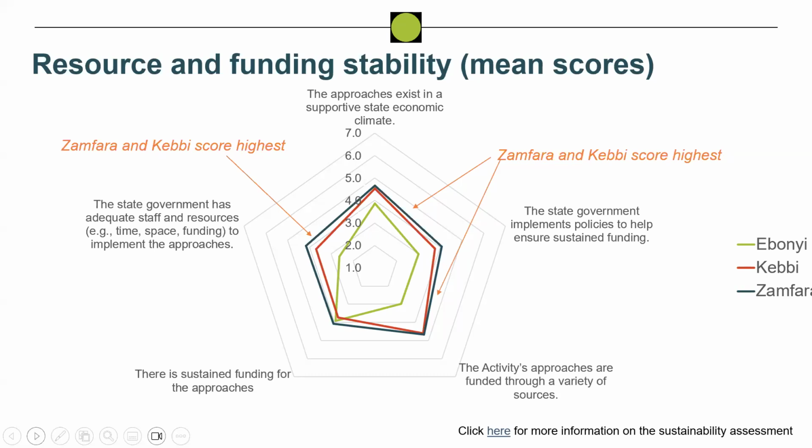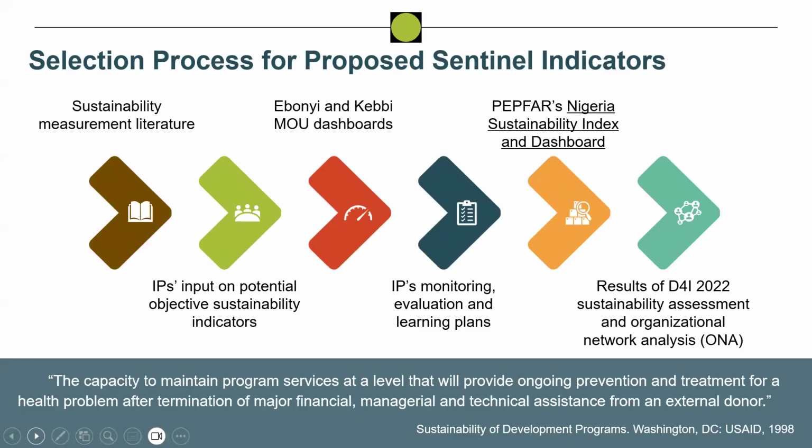So self-reports are subject to several biases, and we wanted to complement these self-reported assessments with objective indicators across sustainability domains. Next slide. So Sentinel indicators is an approach championed by USAID's complexity-aware M&E team, comprising system proxies that can signal the need for further investigation if trends deviate from expectation.